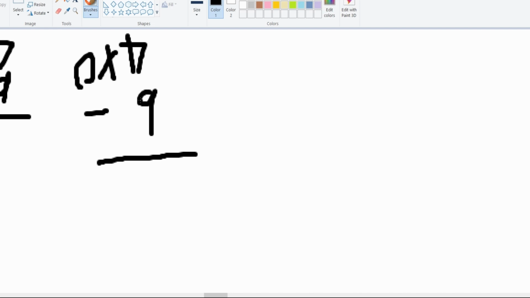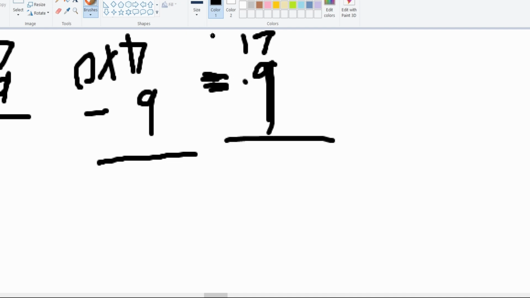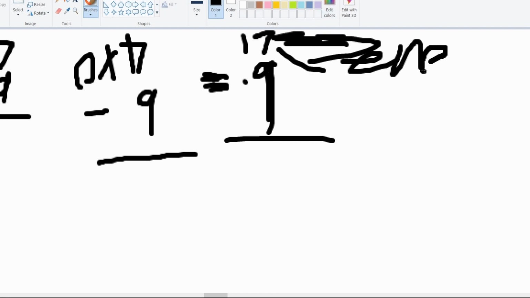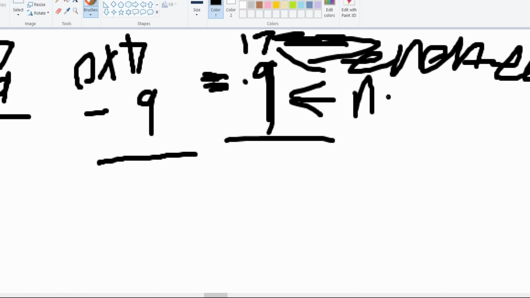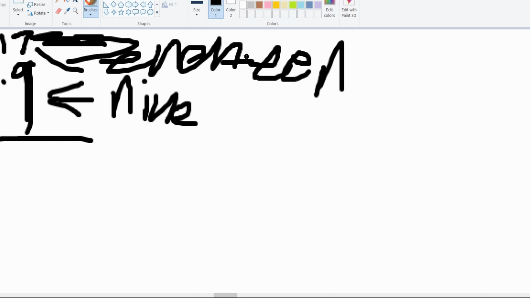So now we have 17 minus 9. Alright, so what we're going to want to do is cross out this 1, replace it with a 0, put it in front of the 7. So now we have 17 minus 9.